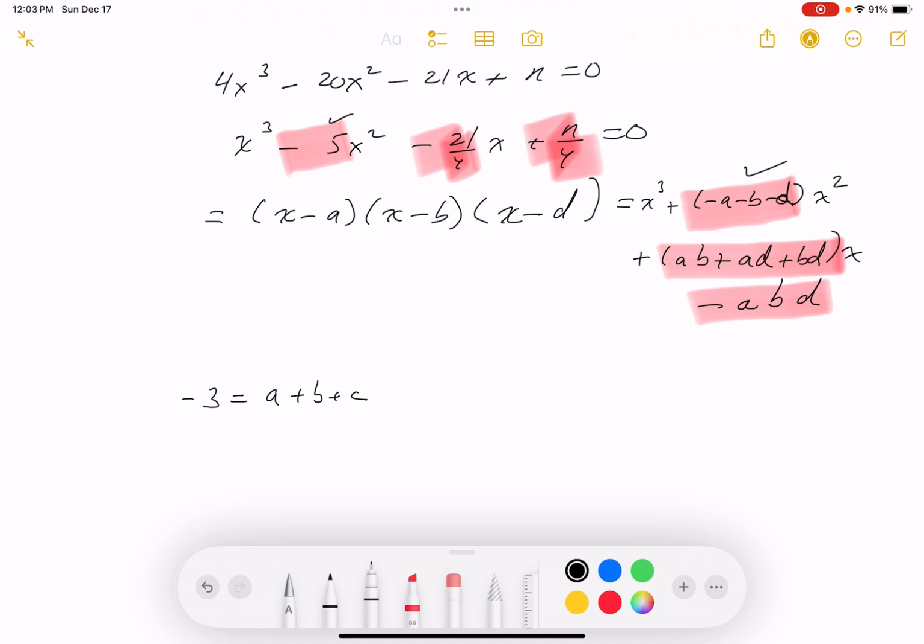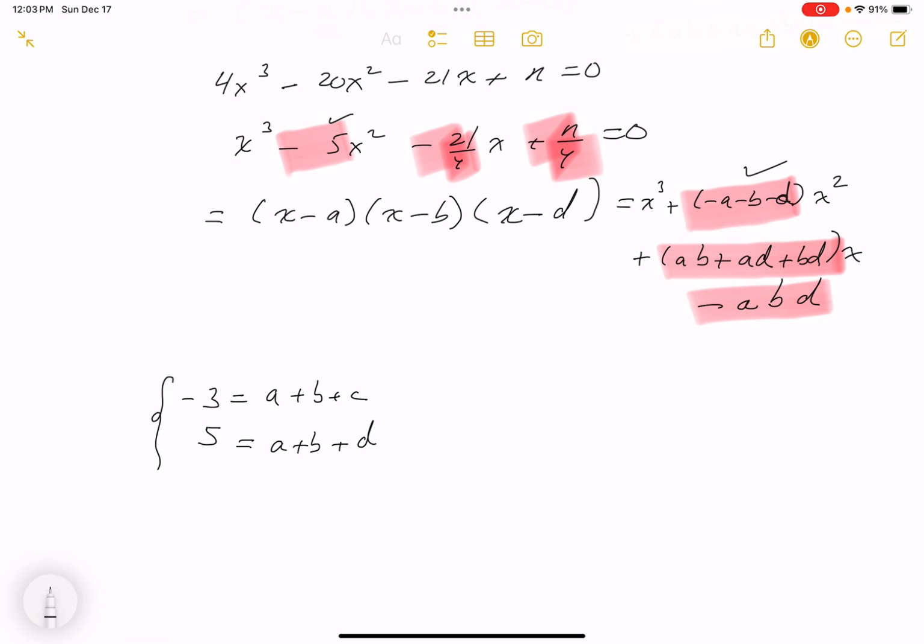And that would be 5 equals A plus B plus D. Well, I'm looking at these two now, and I'm thinking to myself, the A and B I could just get them to disappear by subtracting. So 5 minus 3 is 8. And then you get D minus C. All right, so that's something I could do, right? Let's do the next one.